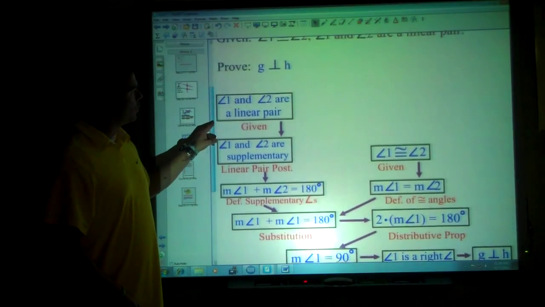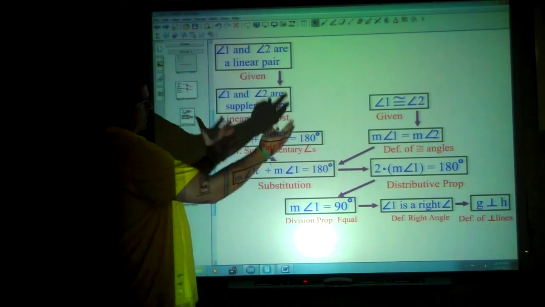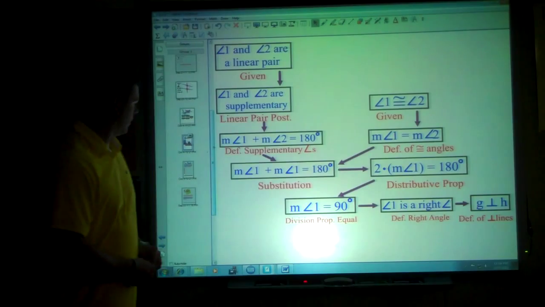So again, the flow proof started with a couple different given informations, and they came together at this point and then kind of zigzagged their way through.